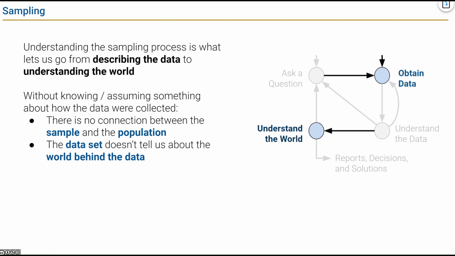So a key piece in understanding the world is really zeroing in on how we are getting the data, or what the data we are using is capturing. Without knowing something about how the data was collected, there's not a way to make reliable connections between the sample and the population.